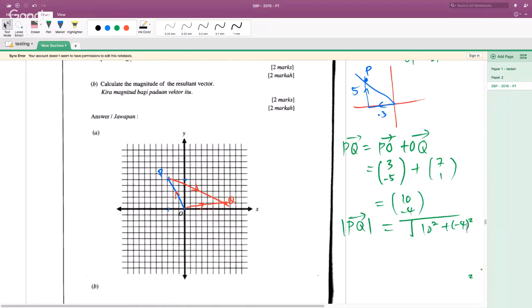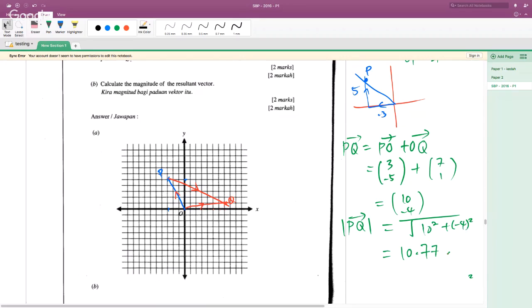Square root of 10 squared plus 4 squared. -4 squared and 4 squared are the same. So you get the magnitude is 10.77. Right. If you do not like to use this one, what is the meaning of resultant vector?